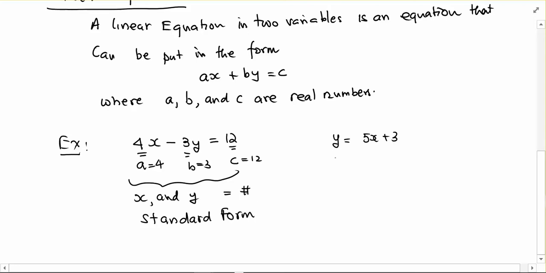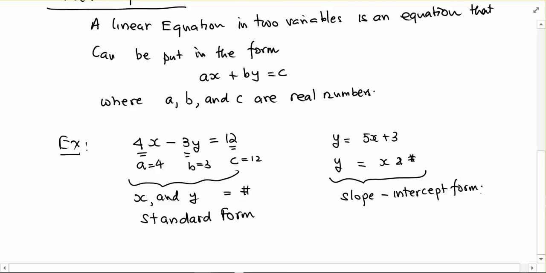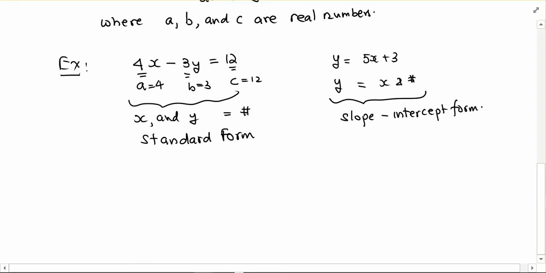Another linear equation would be y equals 5x plus 3. Now things are written differently this time, but it's still a linear equation. Written like this with the y on this side and the x and number part on the right side, this is called slope-intercept form. Now you may not understand what that means, but that's okay. We'll talk about it later, but I'm just telling you it has a special name. Another example of a linear equation might be y equals x plus 1. Right? That's a linear equation, another one.